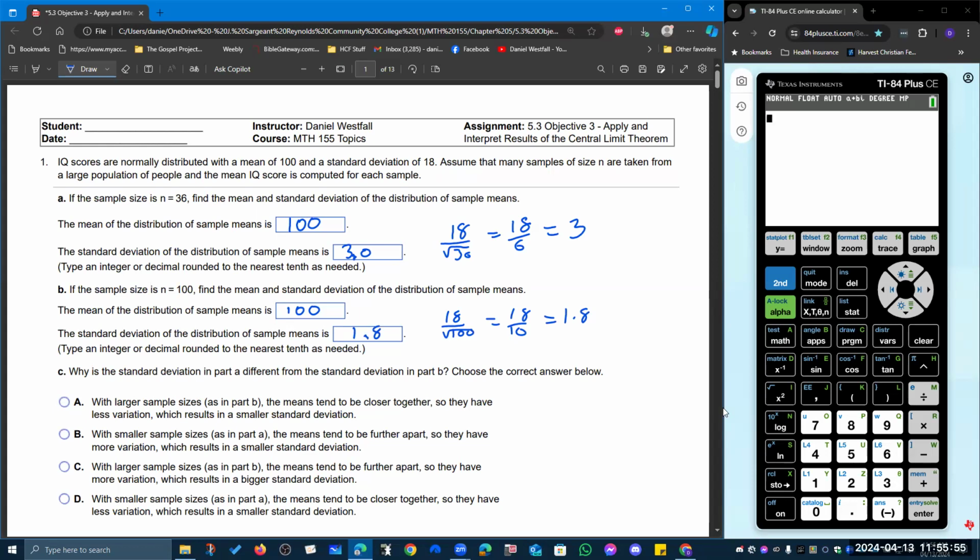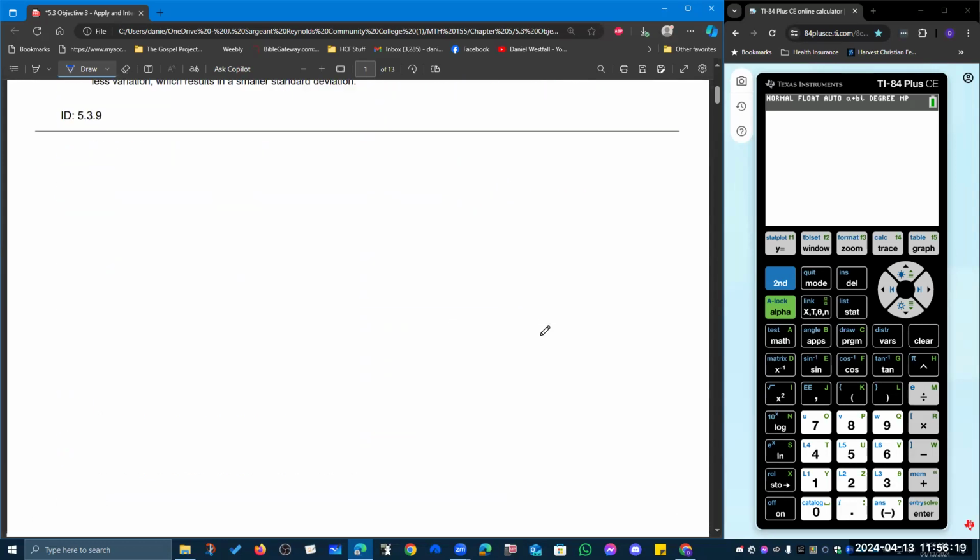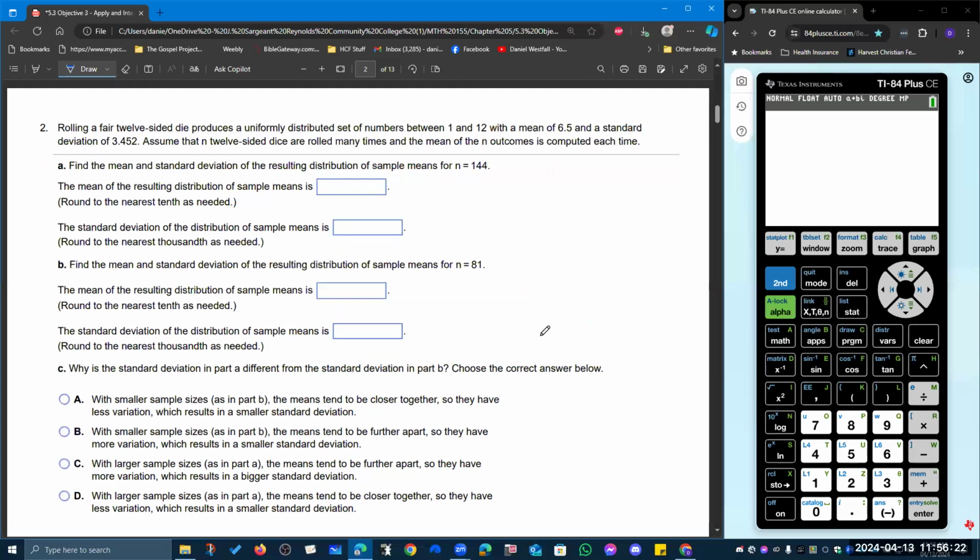And why is the standard deviation in part A different from the standard deviation in part B? Choose the correct answer below. It is the fact that with larger sample sizes, as in part B, the means tend to be closer together, so they have less variation, which results in a smaller standard deviation. That was answer A.